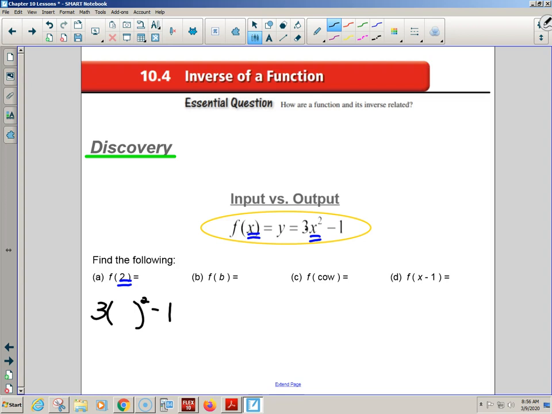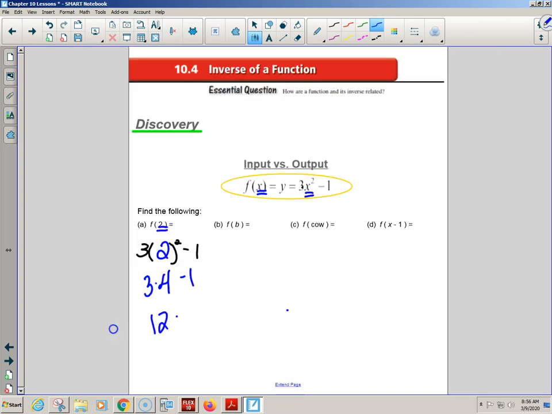So the way that I can show that in my work is I can put that 2 in the x spot. So that way it's his turn, not x's turn. That's what was going on a second ago. But it's 2's turn to be squared, then to be multiplied by 3, and then to have 1 subtracted. Final answer was 11. Now pause and double check. Did you realize it wasn't saying f times 2?